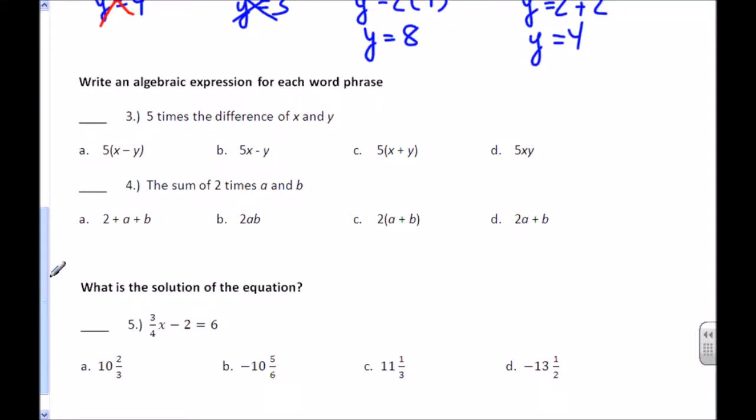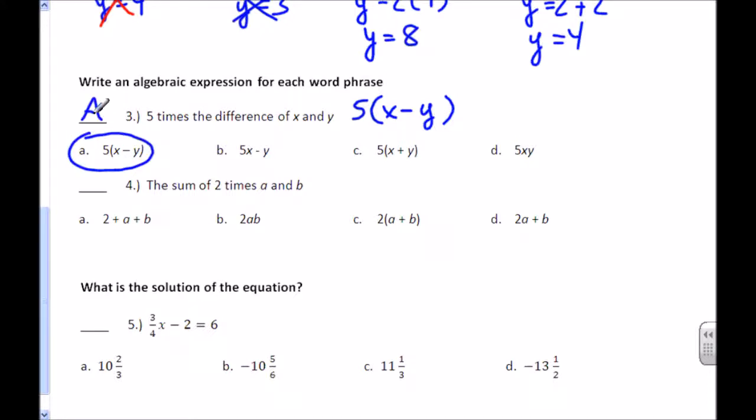This one says write an algebraic expression for each word phrase. The first one says 5 times the difference. When it says 5 times the difference, it's implying that I want to do that difference first. And since difference means subtraction, the only way to do subtraction before multiplication is to put it in parentheses. I want the difference of x and y, so I want to subtract x and y. So it's 5 times the quantity x minus y, which is letter A.